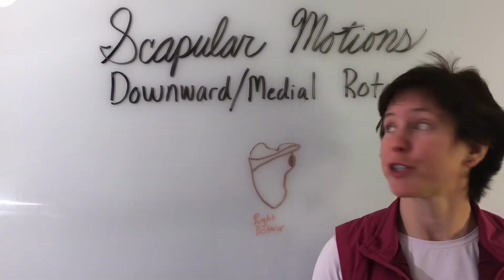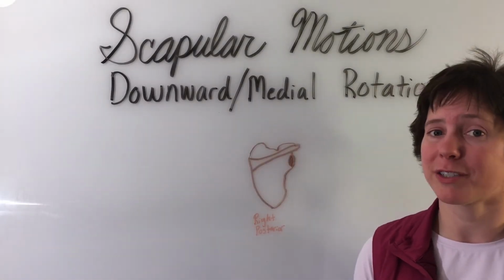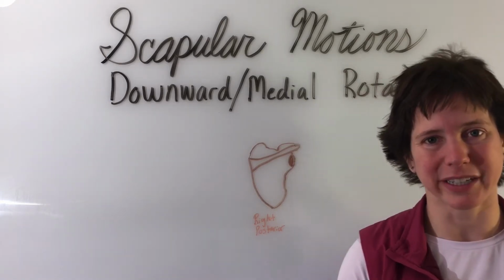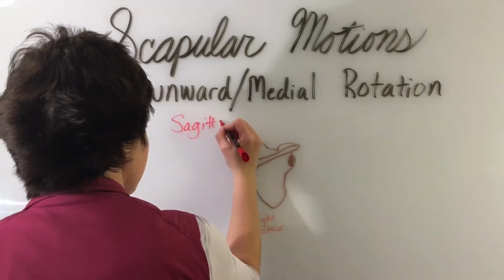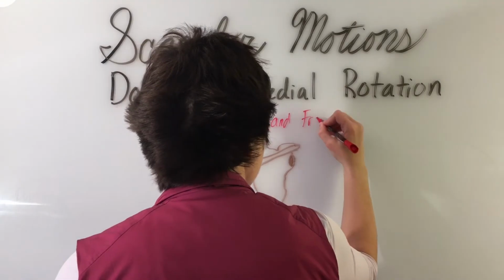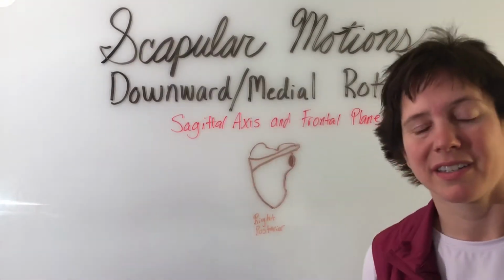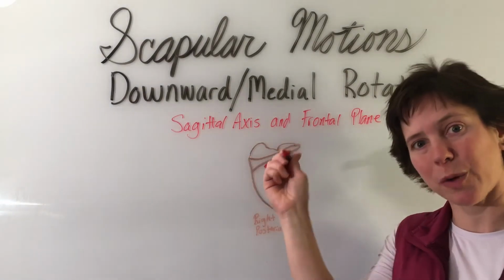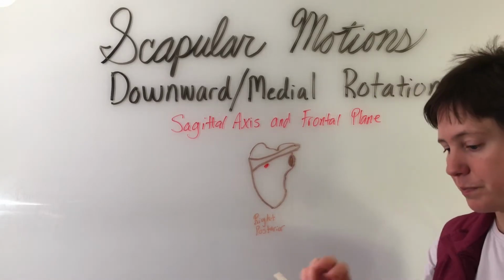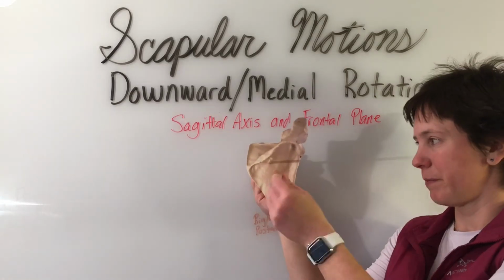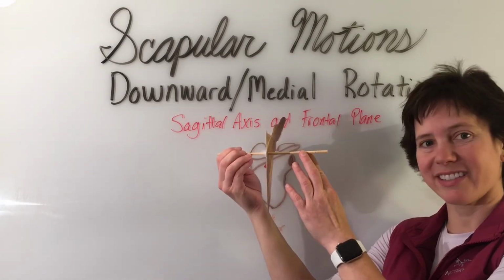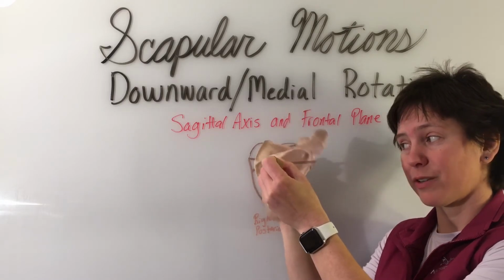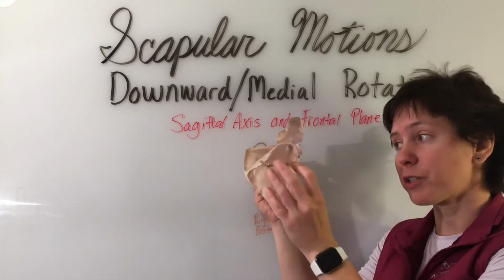The next scapular motion is downward or medial rotation. So downward or medial rotation occurs on the sagittal axis along the frontal plane. The center of rotation on the scapula is about here, and the sagittal axis will come right out towards you. So on our chopstick model here, the chopstick, shown like this, is our sagittal axis. But with the twisting of the sagittal axis, the scapula is moving along the frontal plane.